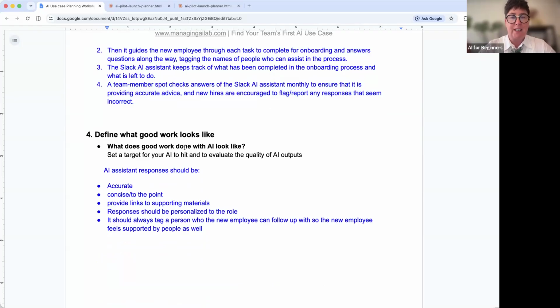This is so we avoid AI work slop. What does good look like when done with AI? Okay, is it the same as a human output? Is it different? This is where, in my example, I have defined that I need it to be accurate. You will never get 100% accuracy. Okay. So yes, we all want accurate, but just know it's never going to be 100%.